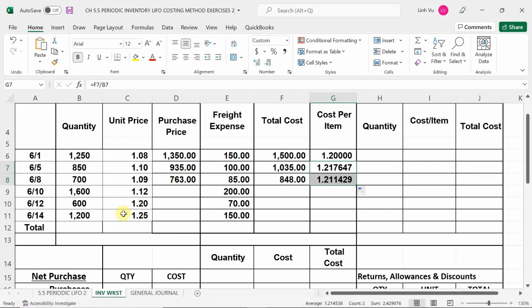Let's see what's next. On June 10, I end up purchasing 1,600 units at $1.12. My total purchase price here is 1792. Good. Plus 200 gives me a total cost of 1992. 1992. Good. And then what is my cost per item here?